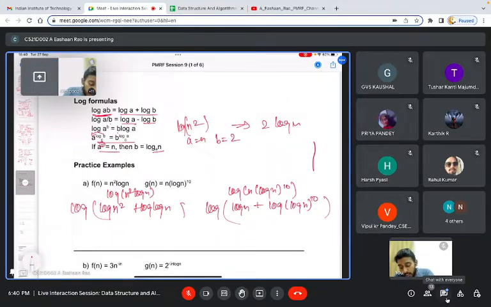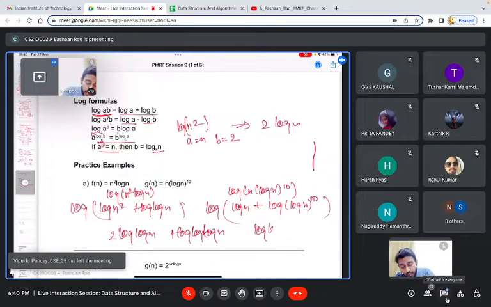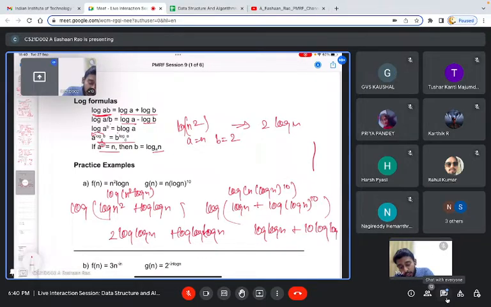So if you apply log on top of it again, if you do that, it will become 2 log n, it will become log n, 3 times log n, and here it will become 10 log n. Okay, so it becomes a little bit quite complex, but eventually it will become 10 log log n.